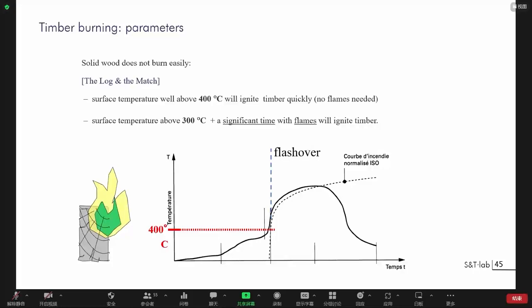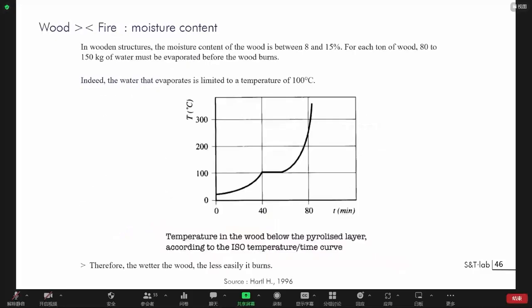If you have more time, you can put fire to timber at a temperature lower than 400 degrees. If you have a long time to put this fire on timber, and also if you have flames put on the material, even with a lower temperature it will burn, but it will take a long time. So keep in mind 400 degrees if you want to ignite in quite short times.